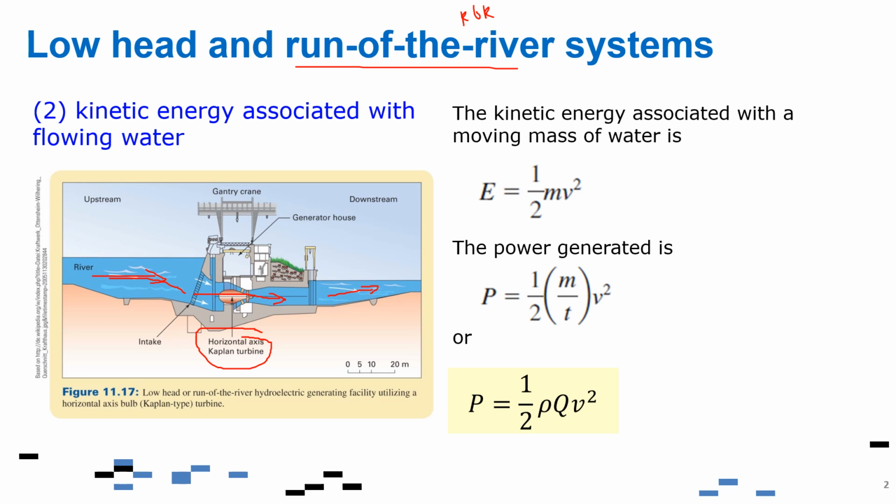This is a low head system, so we generate energy based on kinetic energy: 1/2 mv squared, where v is the velocity in meter per second. To make it a power, we add the time part, so 1/2 mv squared over t. Then we can also use rho Q, which is m over t. So this is 1/2 rho Q v squared. This is now the formula for run of river systems.